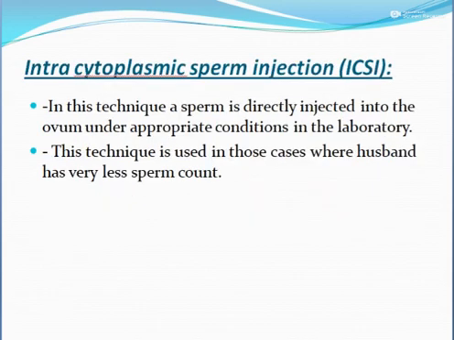Okay, next one we have is ICSI, that is intracytoplasmic sperm injection. In this technique, a sperm is directly injected into the ovum under appropriate conditions in the laboratory. That means after manipulation, the sperm is directly injected into the ovum. This technique is used in those cases where the husband has a very low sperm count because of modern lifestyle, such as drinking habits, drug intake, or various kinds of food habits, etc.